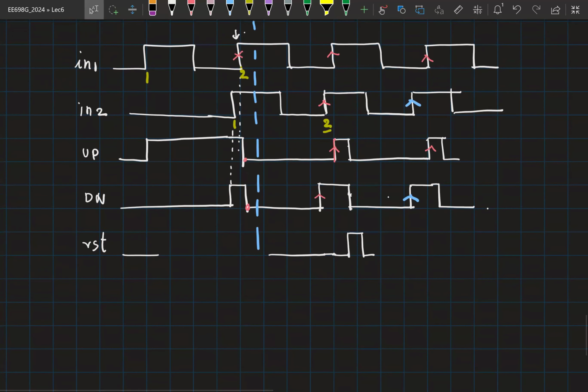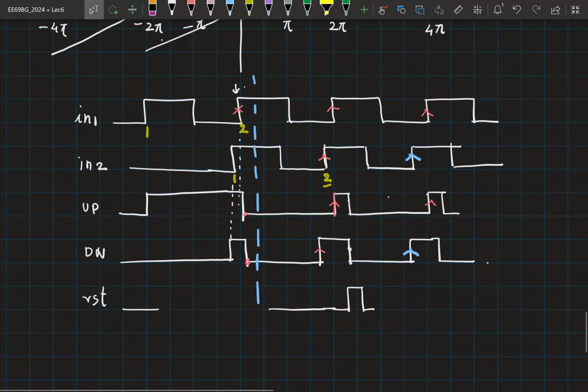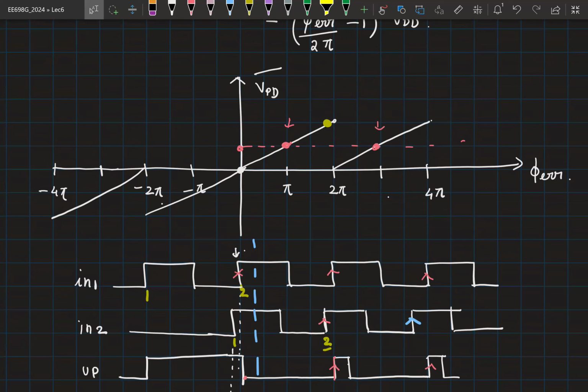So these calculations are all very logical. Given any combination of inputs and any combination of PD, you should be able to sketch out the waveforms and determine what the average characteristic of the PD is. So now, before I go on to the reason for three-state PFT, can you tell me the monotonic range where you would want to operate?